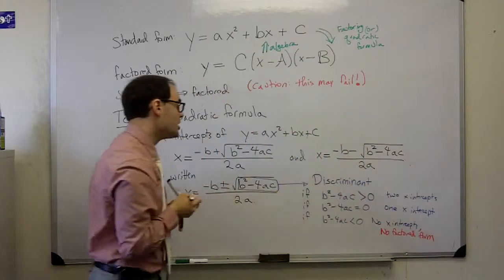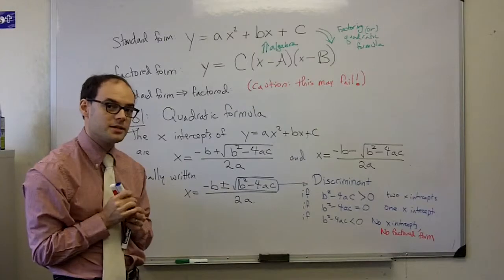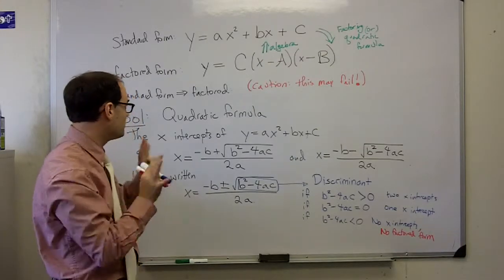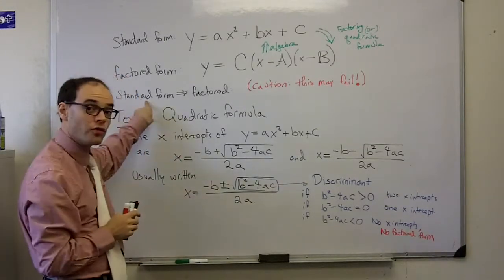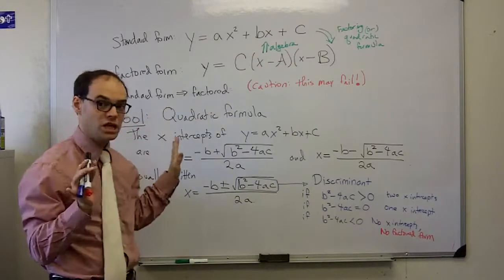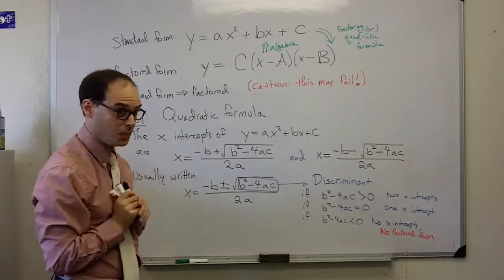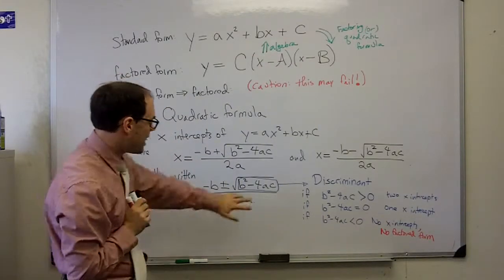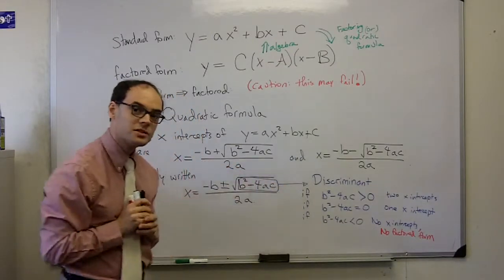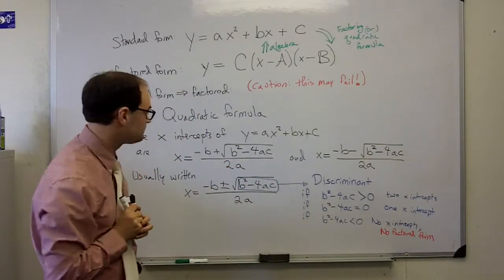So if you see b squared minus 4ac being negative, then you stop right there. You cannot go from the standard form to the factored form. You're just done. And stay so. But if you have one of these other two situations, then you have a factored form.